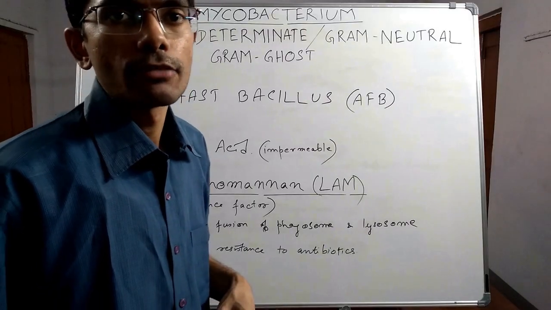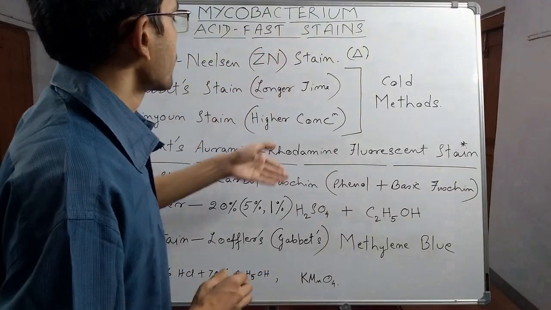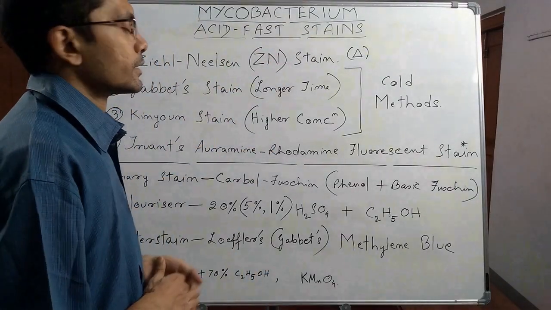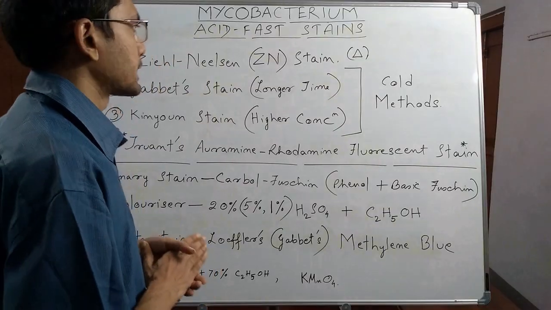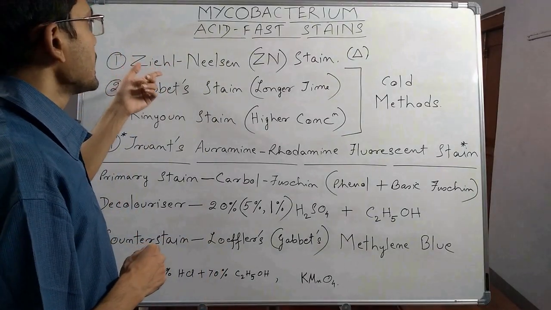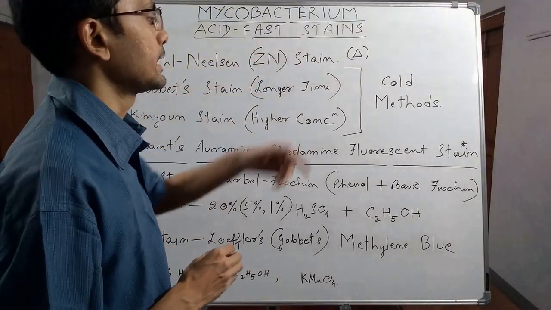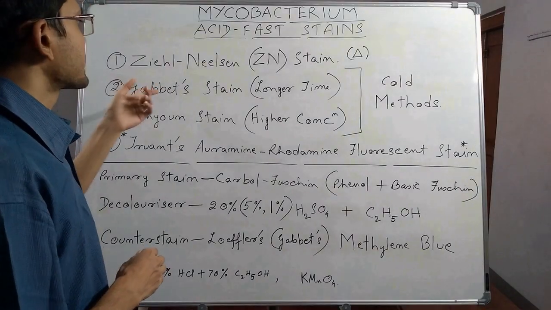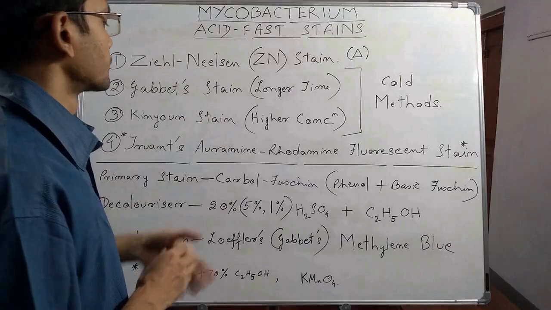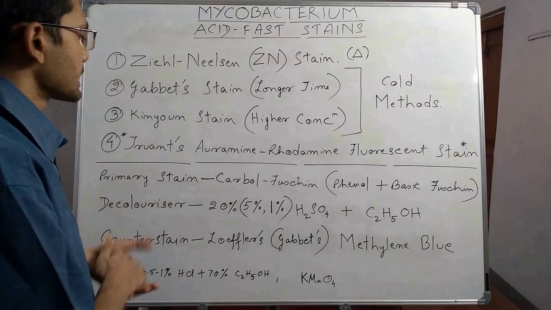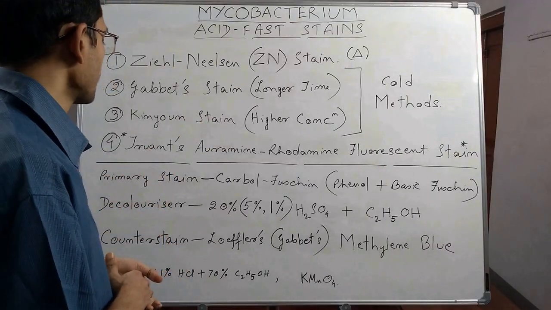Now let's move to the acid-fast stains. So these are the various acid-fast stains. The first one was developed by German bacteriologists Franz Ziehl and Friedrich Neelsen. Hence it's named Ziehl-Neelsen stain or ZN stain in their honor. Next is Gabbett stain, then Kinyoun stain. And all have the basic sequence of steps as in the gram stain.